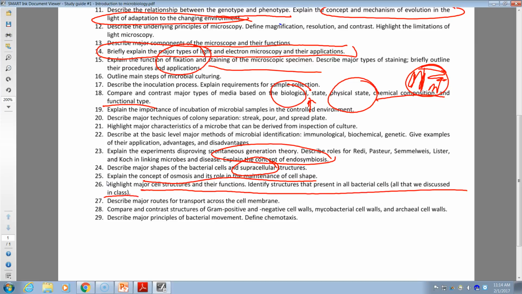Major cell structures and their functions. Everything that we talked about, starting from what are the four structures that are present in all bacterial cells? Cytoplasm, ribosomes, membrane, and DNA, the nucleoid. Okay, four. Everything else may or may not be there. But still, you have to know the functions of inclusions, the functions of fimbriae, pili, flagellum, capsule, slime layer. Okay, what we talked about. For the cell wall, differentiate the structures of gram-positive and gram-negative cell walls. Good? Good enough?